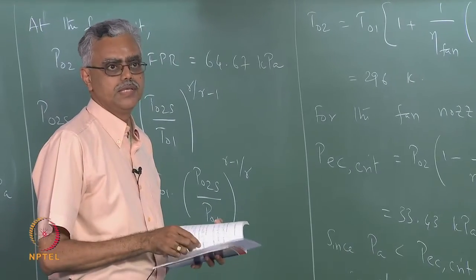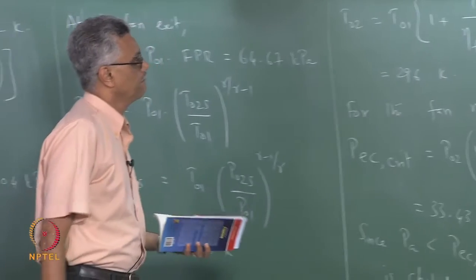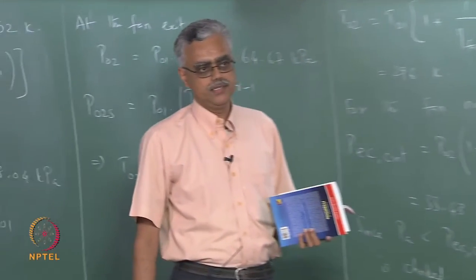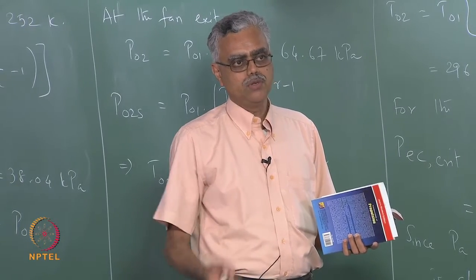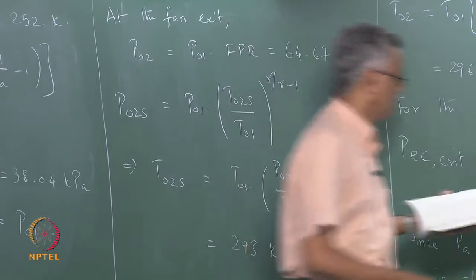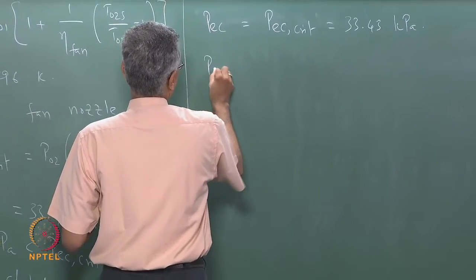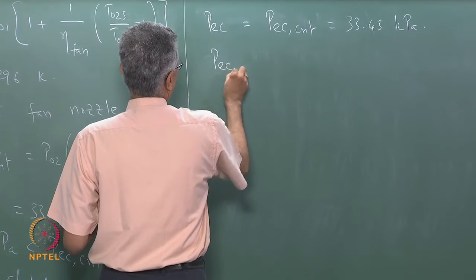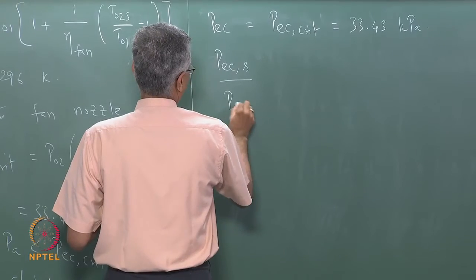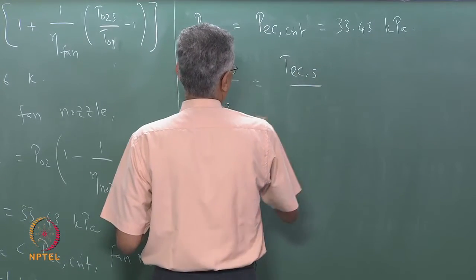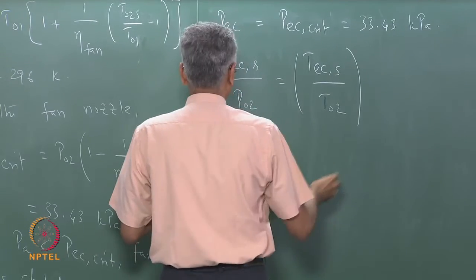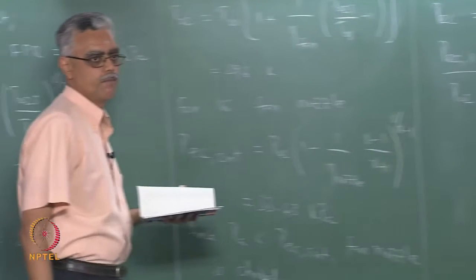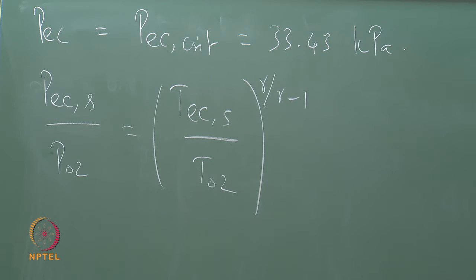So I know the exit static pressure. I need to calculate the exit velocity, correct? I calculate the exit velocity by making use of the fact that PEC isentropic is equal to PEC. Both of those states lie on the same isobar. So which means that I can use the following relationship: PEC for an isentropic process divided by P02 is equal to (TECS divided by T02) raised to the power gamma over gamma minus 1. So from this, I can calculate TECS.